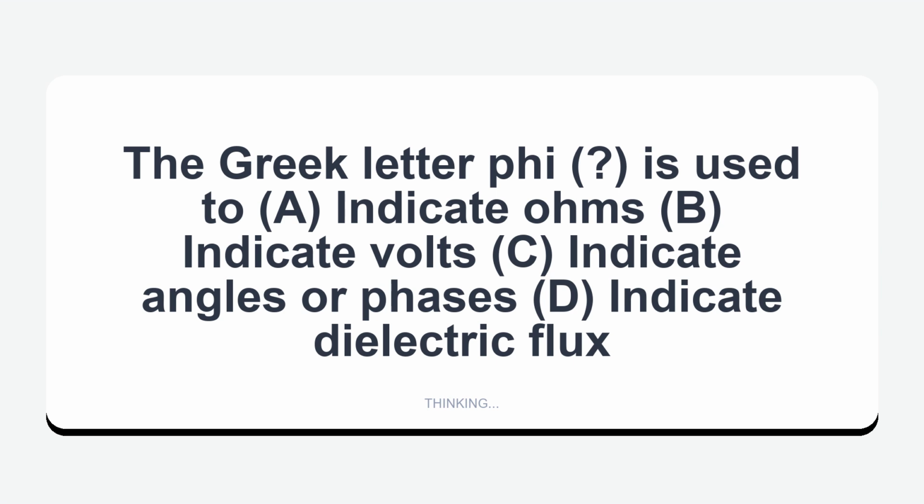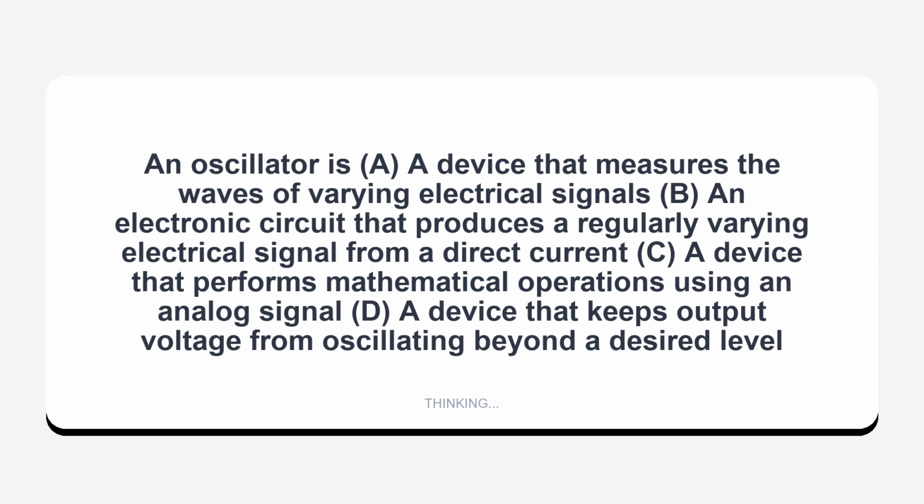The Greek letter phi is used to A. indicate ohms, B. indicate volts, C. indicate angles or phases, D. indicate dielectric flux. C. An oscillator is A. a device that measures the waves of varying electrical signals, B. an electronic circuit that produces a regularly varying electrical signal from a direct current, C. a device that performs mathematical operations using an analog signal, D. a device that keeps output voltage from oscillating beyond a desired level. B.